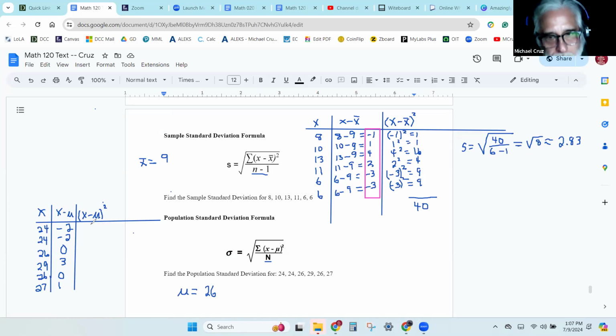Negative 2 squared is 4. We got 2 of them. 0 squared is 0. 3 squared is 9. 0 squared is 0. And 1 squared is 1. And this is 16, isn't it?